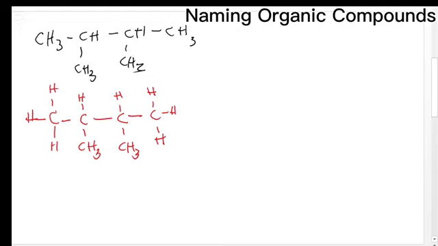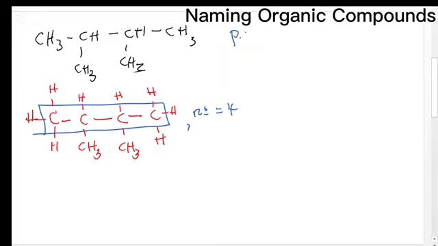The next thing to do is to identify the longest carbon chain. If you look, the longest carbon chain is 1, 2, 3, 4. So this is the longest carbon chain, 4 carbon atoms connected. Since the number of carbons is 4, the parent name will be but-, and since it is a carbon-carbon single bond, it's butane. So that is the first thing to do. It's butane because it has 4 carbon atoms.